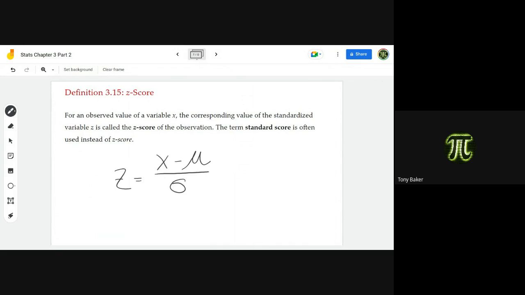So this allows us to find any number. This is how your doctor would say you're in the 95th percentile or the 80th percentile or the 72nd percentile. Because they would take your weight, height, whatever, subtract it from the mean, and divide by the standard deviation. Okay.